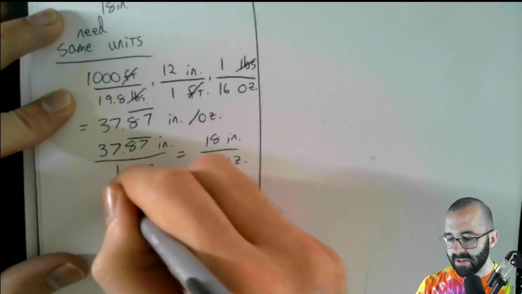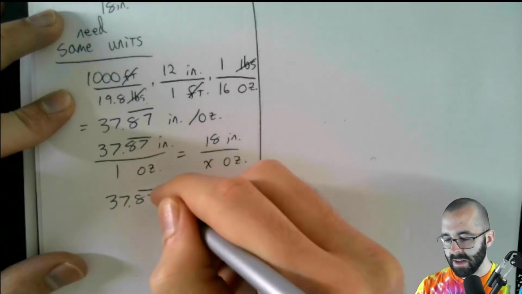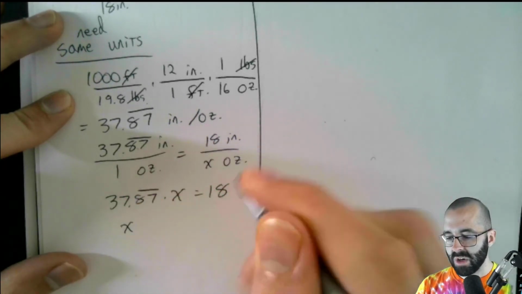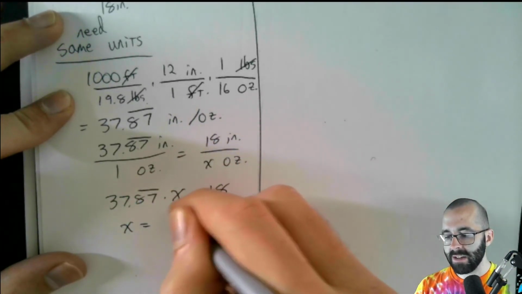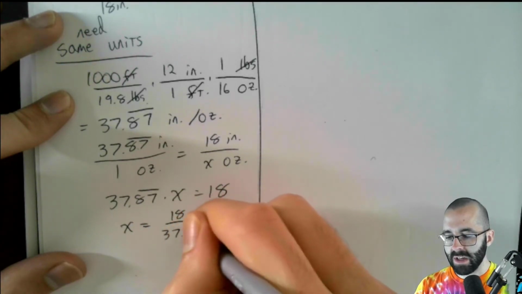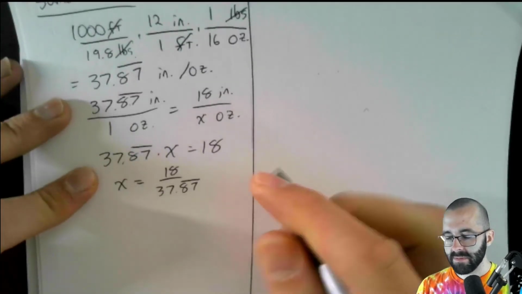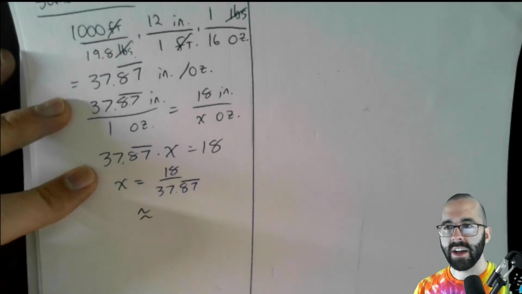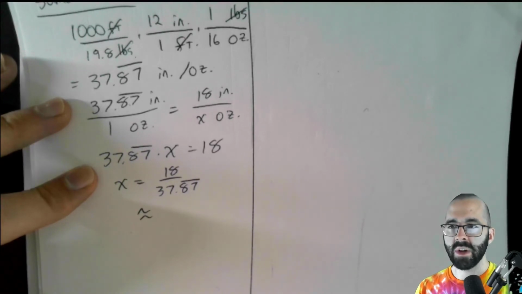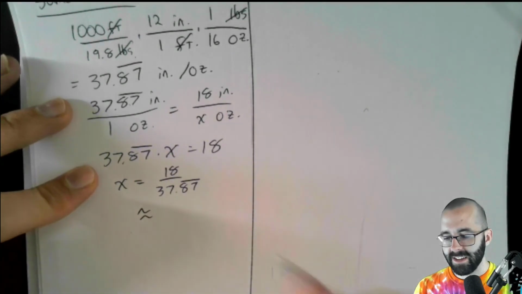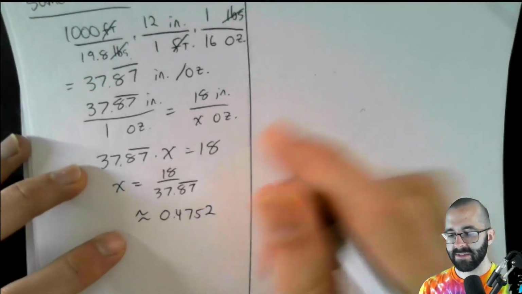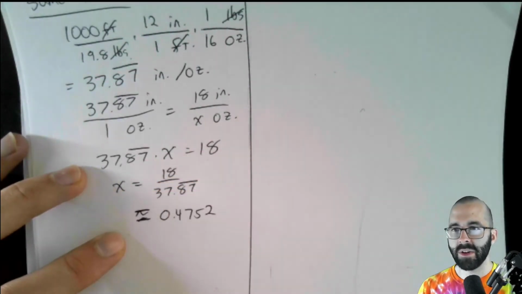So we do that, we get 37.87 repeating times X equals 1 times 18. Divide both sides by 37.87 repeating. We should get that X is equal to 18 divided by 37.87 repeating. We'll type that into a calculator, 18 divided by 37.8787878787. That's probably enough. And we get 0.4752 exactly, according to my calculator.